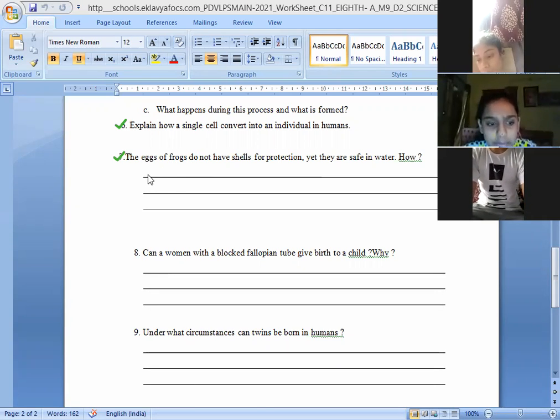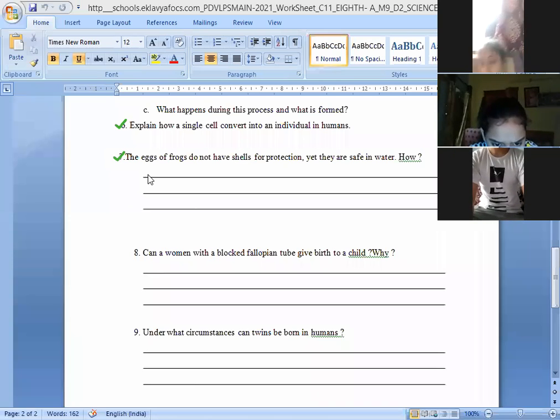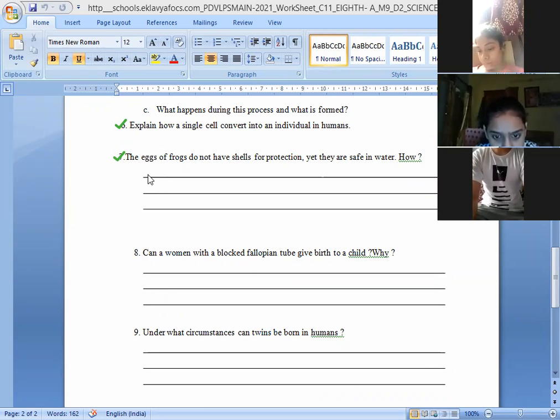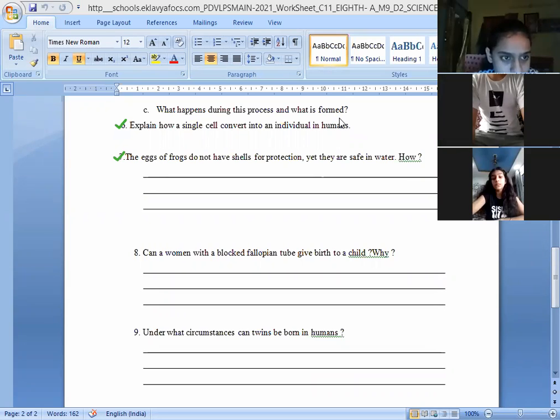Number 7. The eggs of a frog don't have shells for protection. Yes, Neha. Yet they are safe in water. How can that be possible? Ma'am, frog eggs are without any external covering or shell, but a layer of jelly holds the eggs together, thus providing them protection. Good. So just a jelly-like substance is there, but still protection is provided to the eggs present in the water.